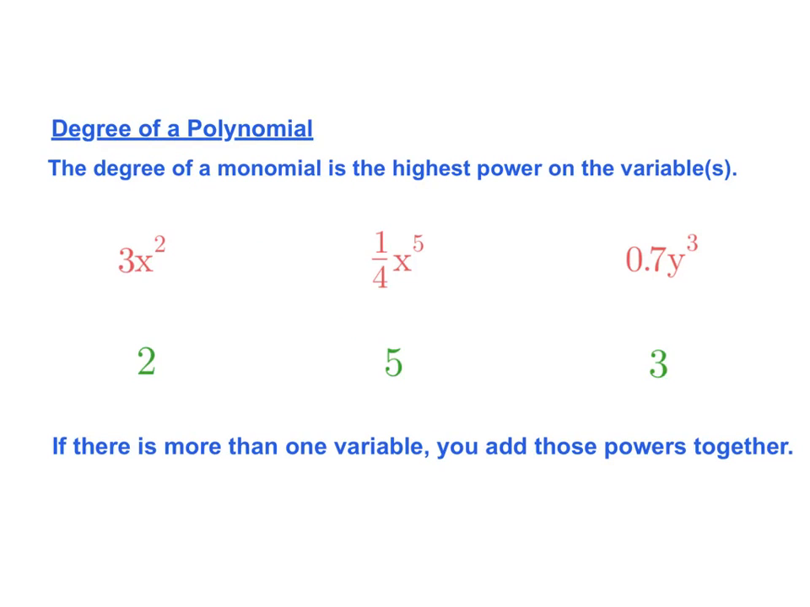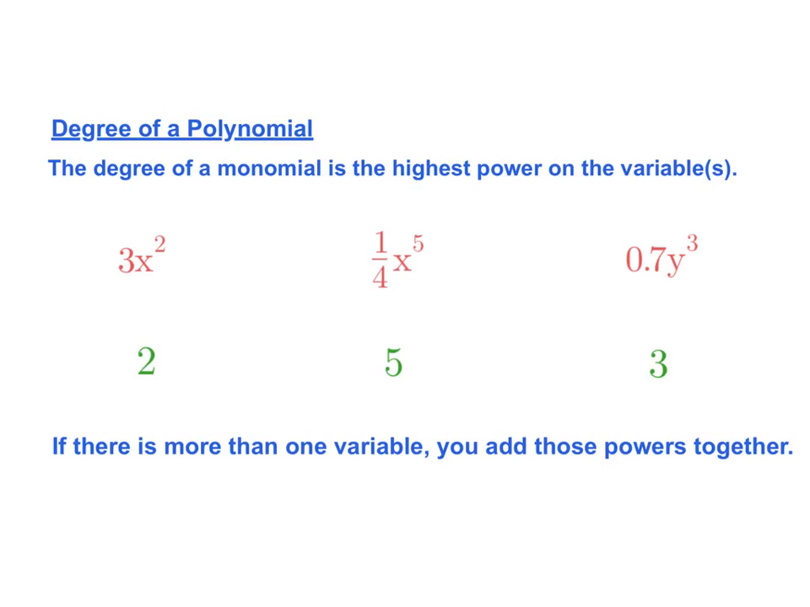Sometimes you will have terms that have more than one variable in them. Sometimes you'll have expressions or polynomials that have more than one variable in them. If you have that, you add the powers together of the variables. And that's how you determine the degree of the term when there's more than one variable.